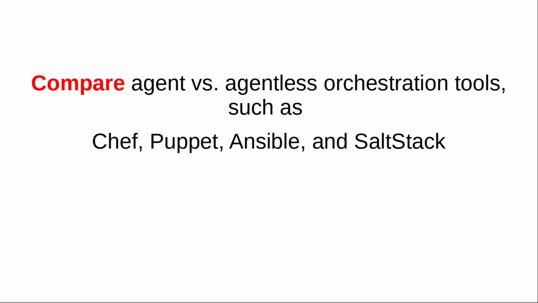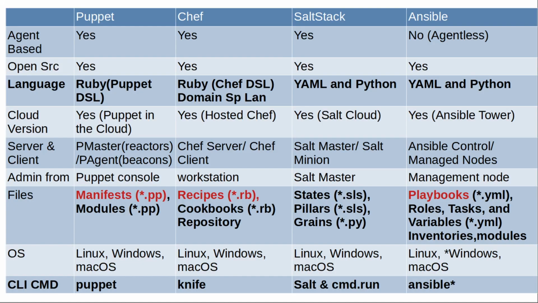Let's talk about comparing agent versus agentless orchestration tools such as Chef, Puppet, Ansible, and SaltStack. These orchestration tools are different in several ways. For instance, Ansible is agentless, so it will not require a piece of software running on the remote devices that it will control. Whereas SaltStack, Chef, and Puppet will need agents. For instance, Puppet will need a Puppet agent, Chef will need a Chef client, and SaltStack will need a Salt minion on the remote devices.